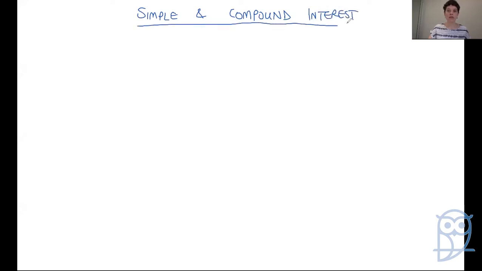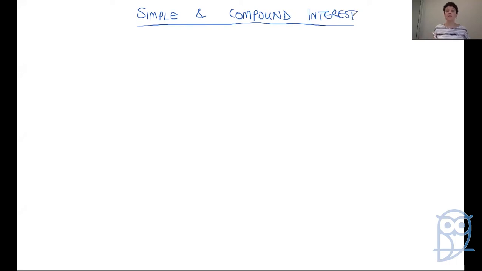In this lesson, we are going to be looking at simple and compound interest. So the idea is to have a little bit of review of how each of them is calculated, and then we're going to do some past paper questions to see how they come in the exam. So, simple and compound interest.